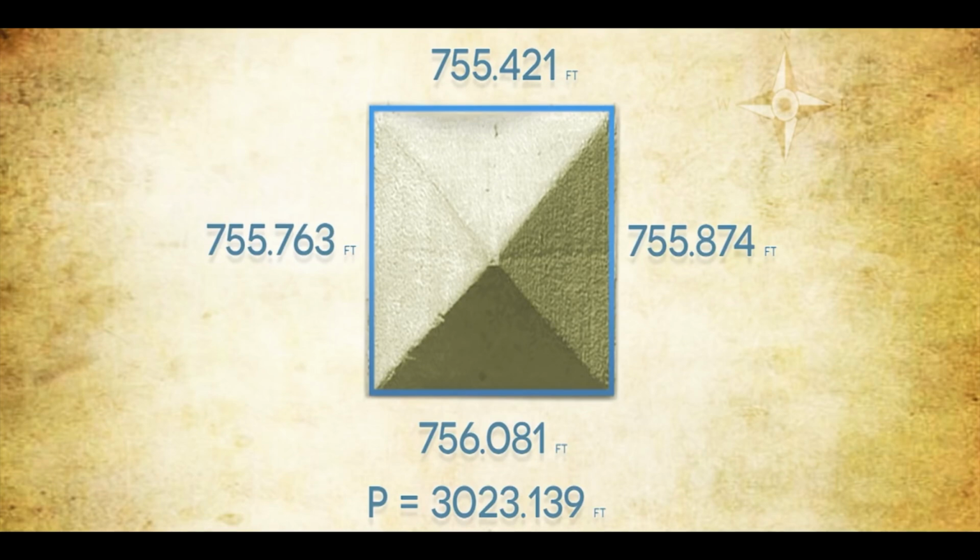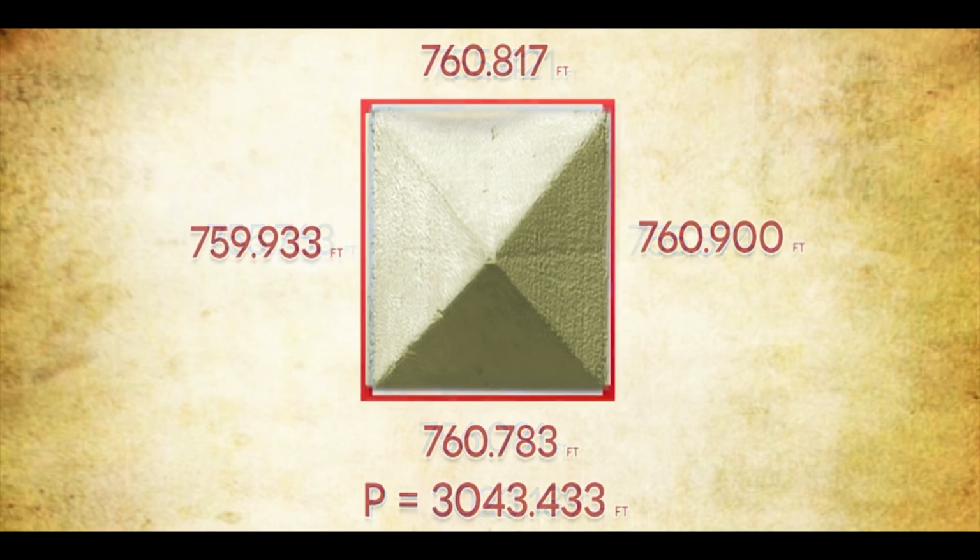Okay, so now let's see what the measure is around that includes the socle, or the base. And we see that each side is roughly 5 feet longer, 760 to 761. Each side, again, is a little different, but we get a total of 3,043.433 feet.